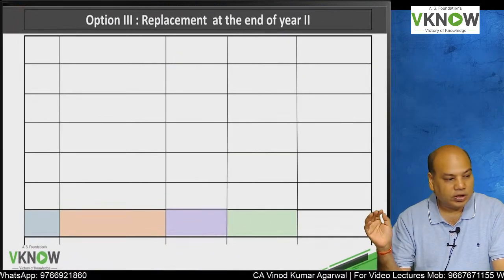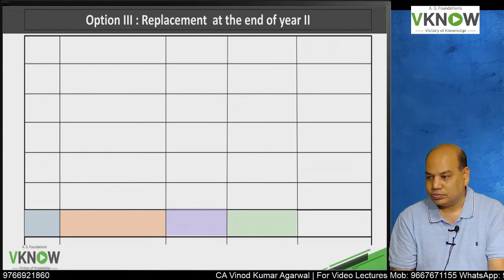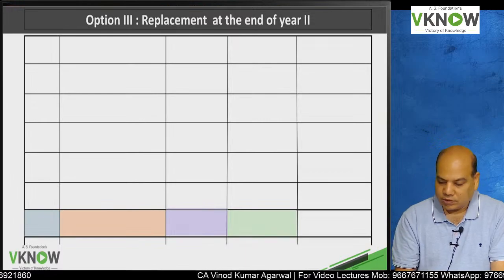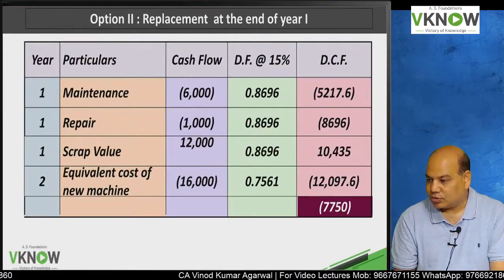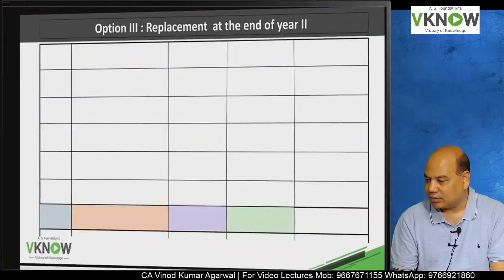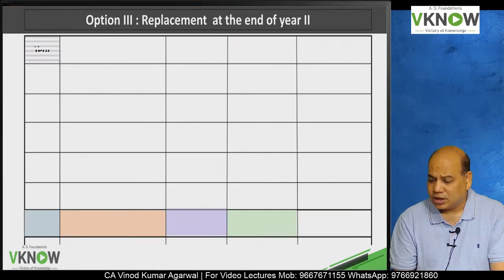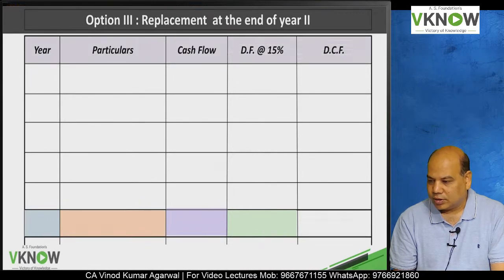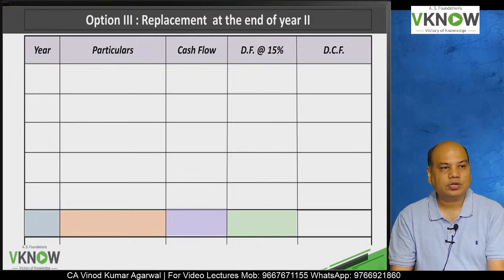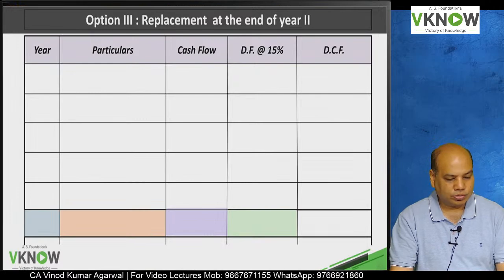Okay, one more option we have: replace at the end of year 2. Option 3, write down. Replace at the end of year 2. The previous answer was negative 7,750. Those who have not got it, just write the total, check it later. Now next is replace the old asset at the end of year 2.